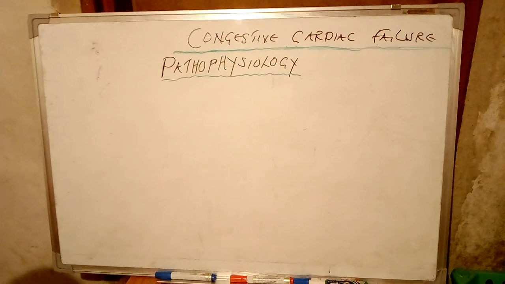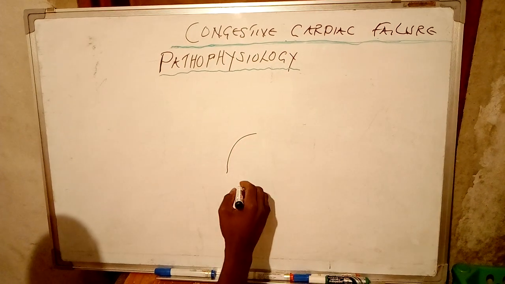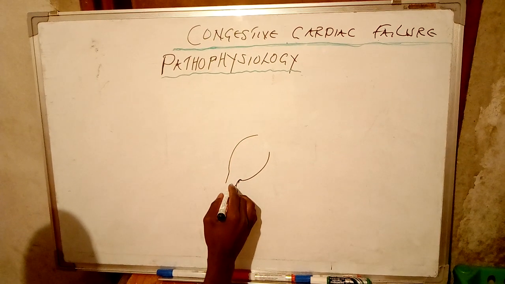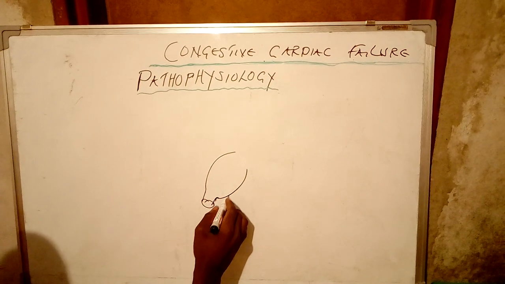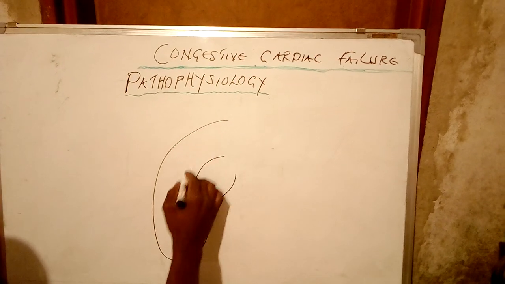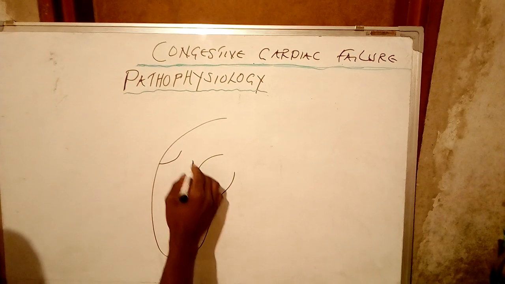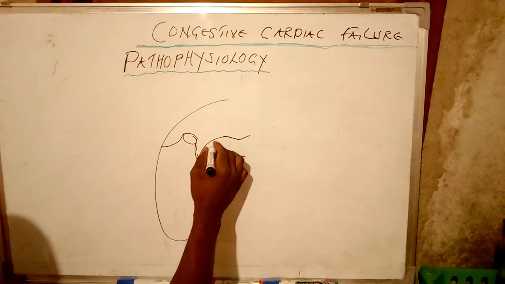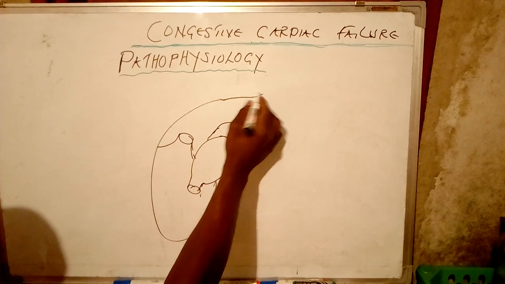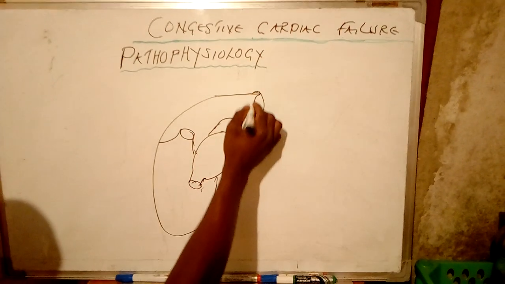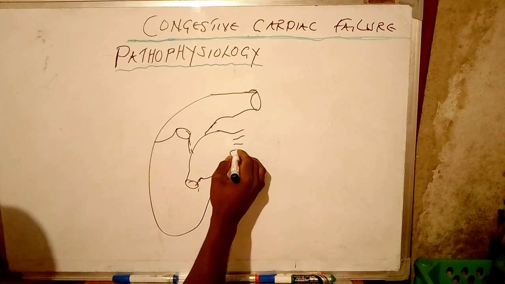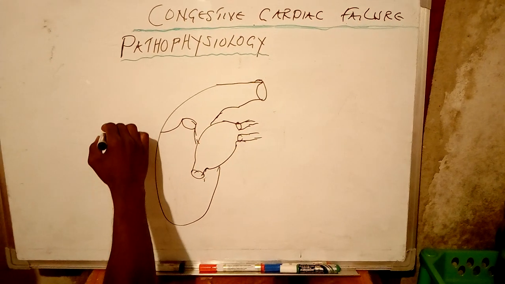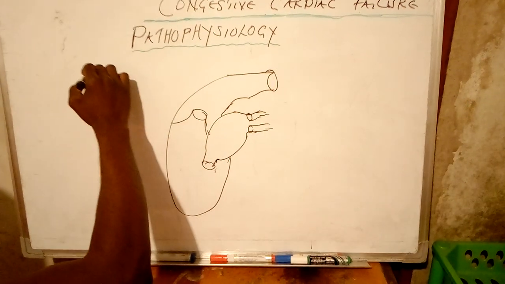Okay, so let's first draw the heart. You know that this is the left side of the heart, and this is the valve, and we also have a valve here. When you look at the upper chamber of the left side of the heart, this is the aorta, and these are pulmonary veins. On the right side of the heart, we also have the upper chamber.